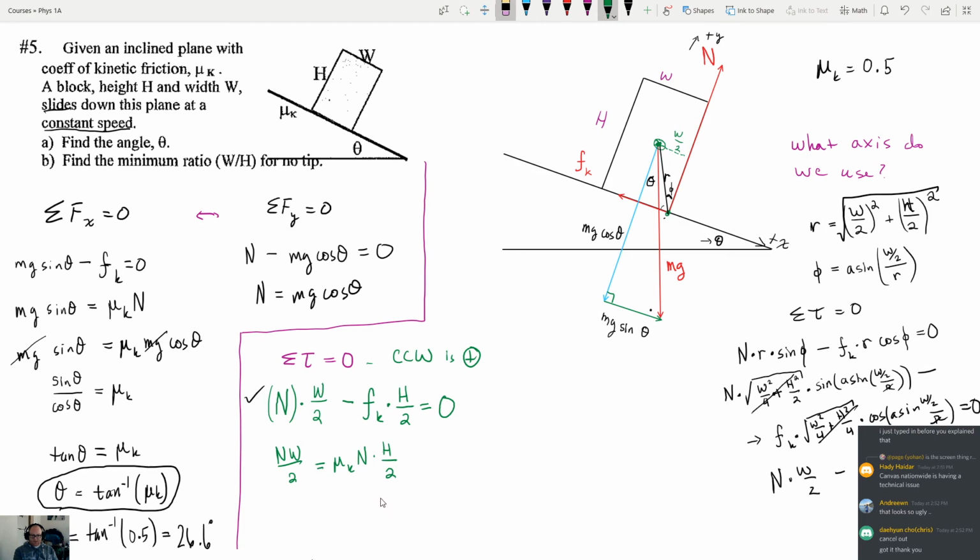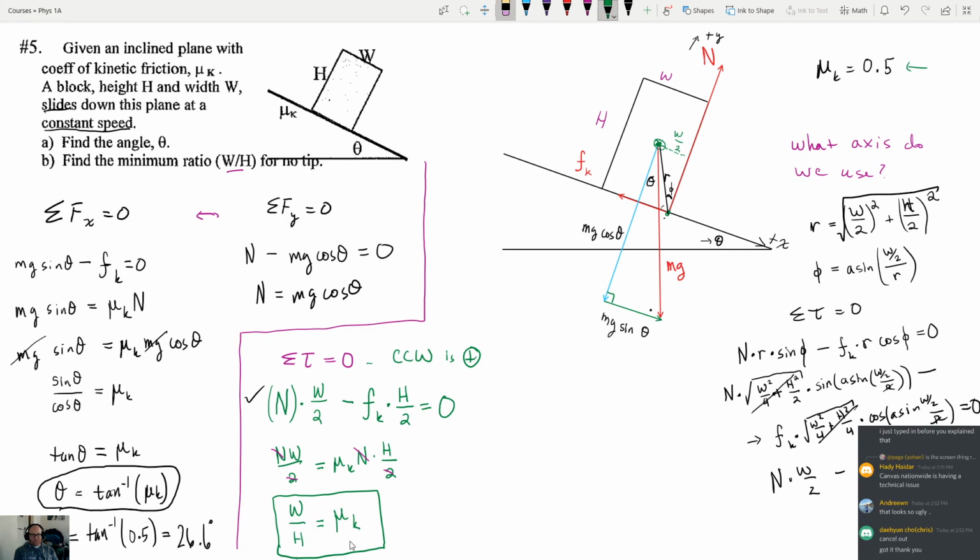And now what we can do is we can cancel out our normal forces here and here. And our goal was to find the ratio of w over h, so let's put w over h together here. You'll notice the 2's cancel too. So basically, W divided by h ends up being equal to mu sub k. And that's the ratio. The minimum ratio ends up being exactly equal to this quantity.